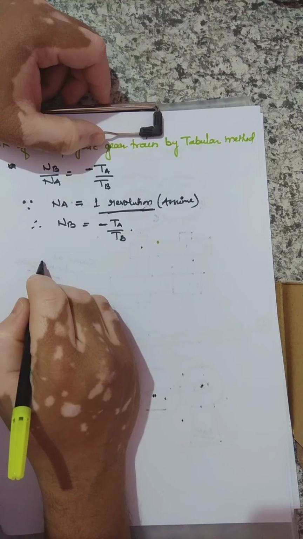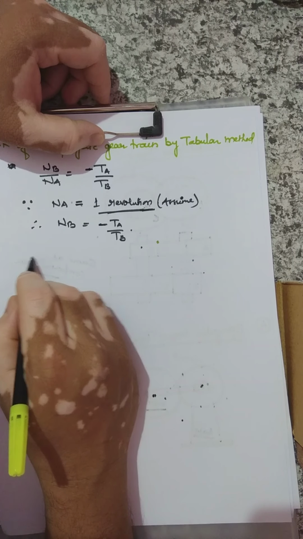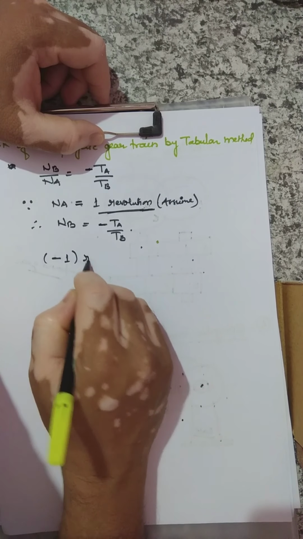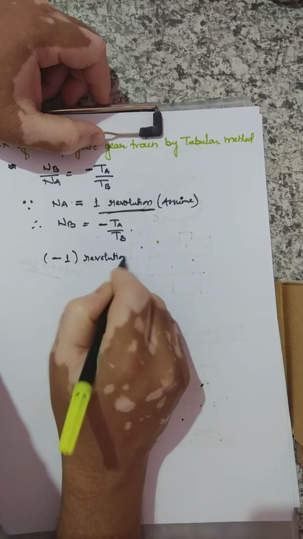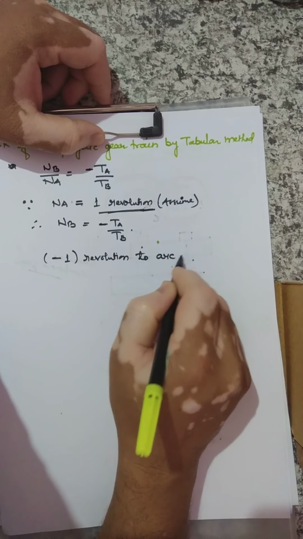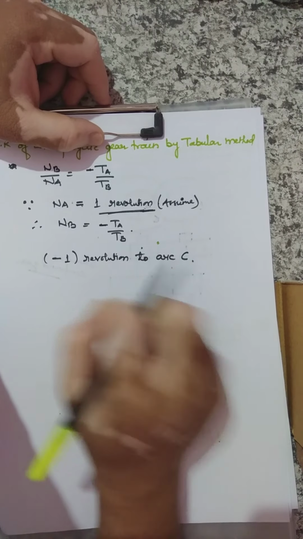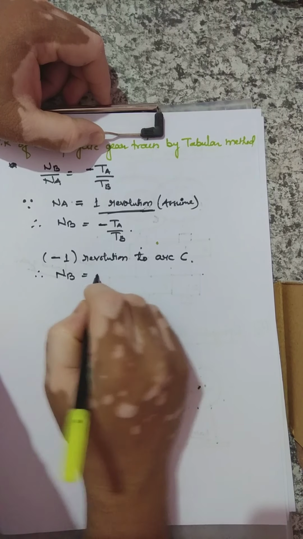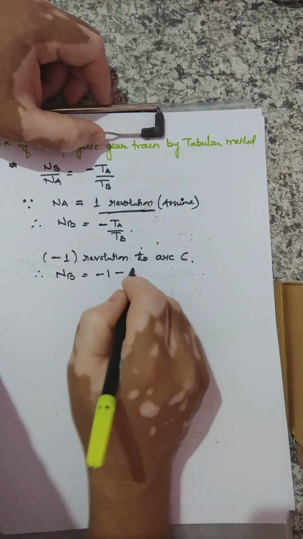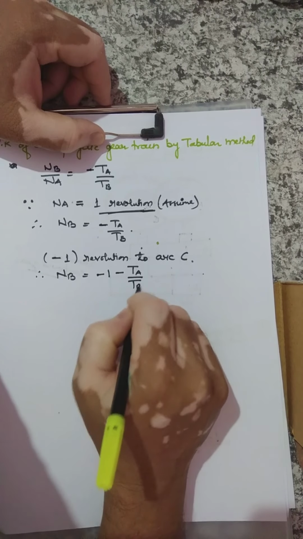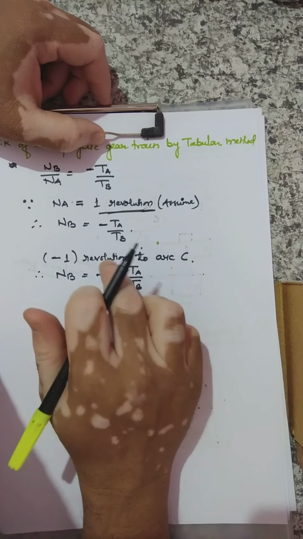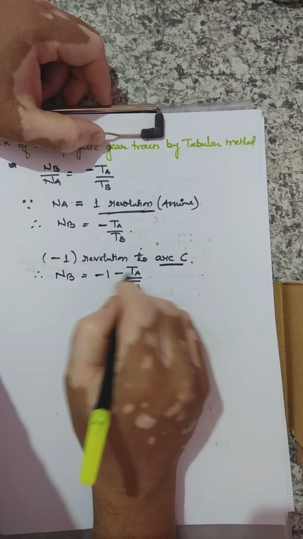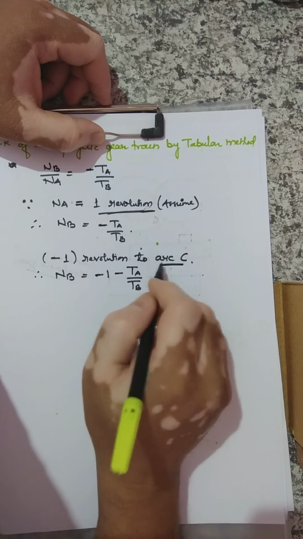Now if we give minus 1 revolution to arm C, therefore NB will be minus 1 minus TA by TB. Since if minus 1 revolution is given to arm C, then NB would be minus 1 minus TA by TB: already minus TA by TB, and minus 1.